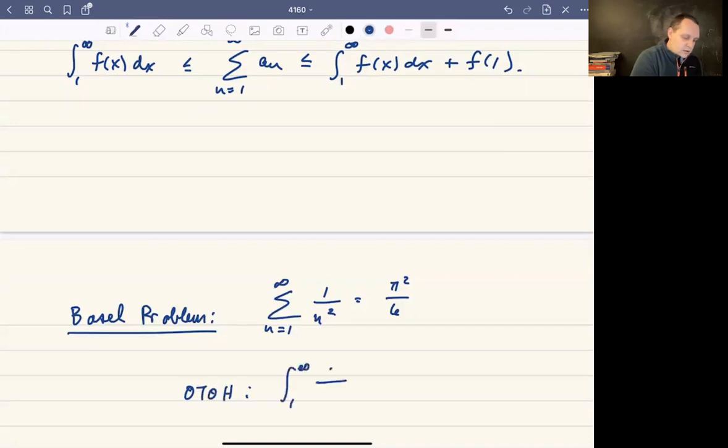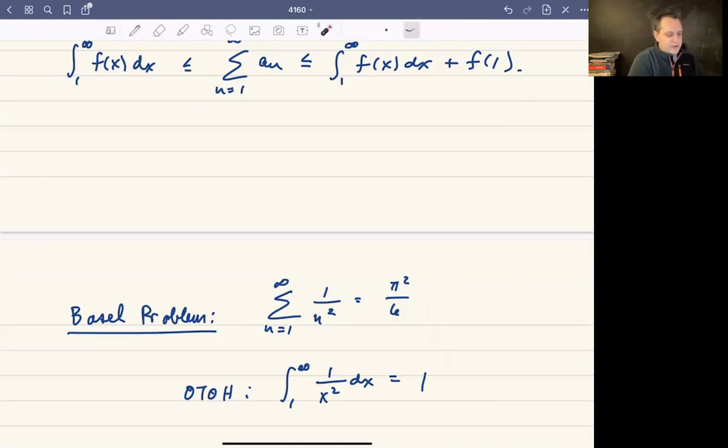On the other hand, if you were to look at the integral from 1 to infinity of 1 over x squared, which would be the corresponding continuous function, this is 1. So you integrate, you get negative 1 over x from 1 to infinity. At infinity, it goes to 0. At 1, you get 1, and altogether, you get 1. Okay, so the point here is that both of these numbers are finite.